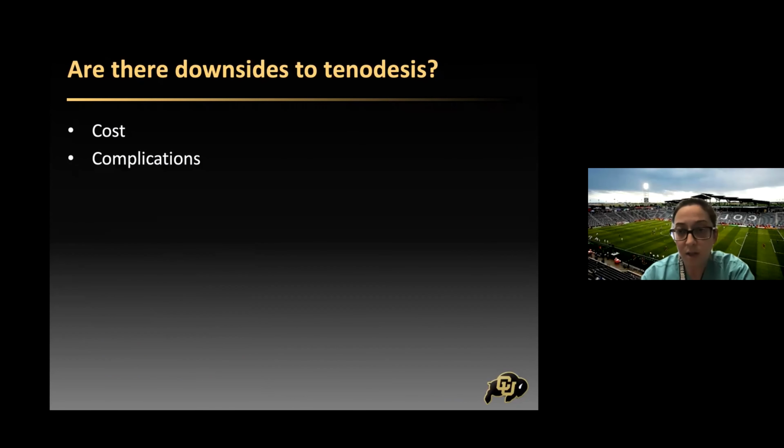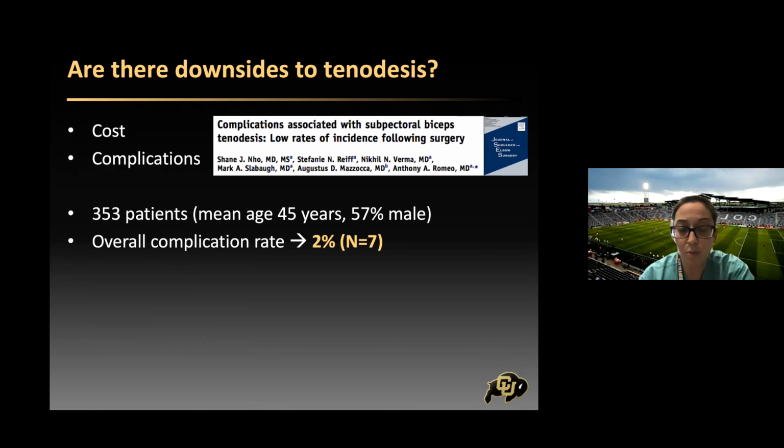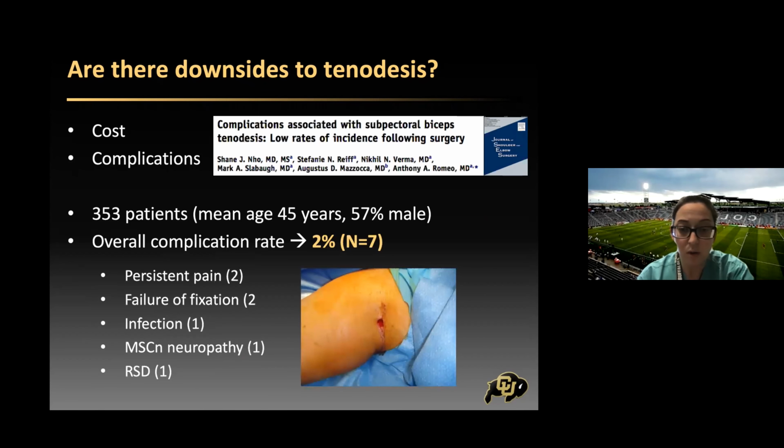So are there downsides to tenodesis? Well, certainly cost if you're using an implant, and potential complications of adding a procedure. Complications are rare. And again, tenotomy had a 13.3% complication rate in that one study that I mentioned. Complications after subpectoral biceps tenodesis have been examined by the Rush group and by my mentor who taught me how to do this procedure, Tony Romeo. While complication rates are low, 2%, they can be devastating, including in very rare cases neurovascular compromise and proximal humerus fracture. And so that can be problematic.